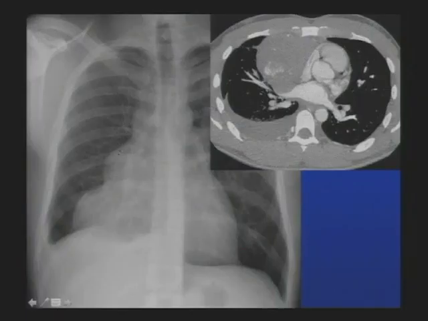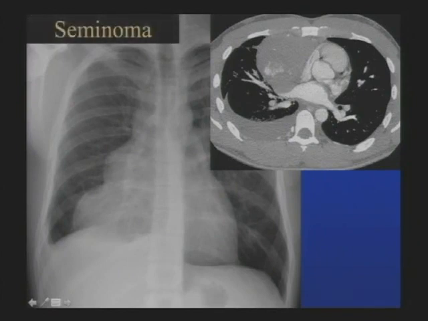Okay, here's the case I showed at the beginning. Pretty homogeneous, soft tissue attenuation mass centered in the anterior mediastinum, a little bit of calcium or enhancement there. This is a man, so with that soft tissue attenuation, doesn't look like it has mature elements, probably a seminoma.